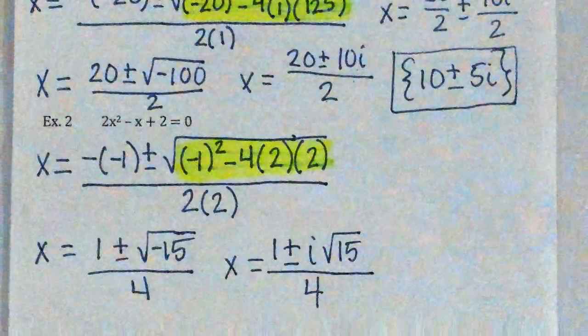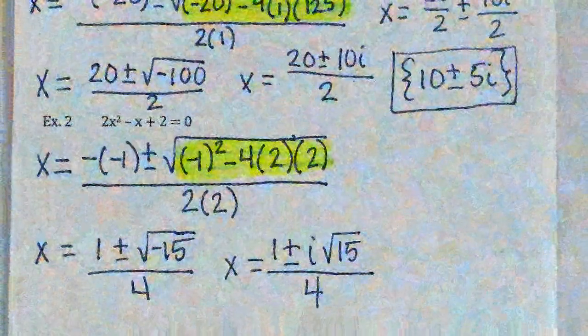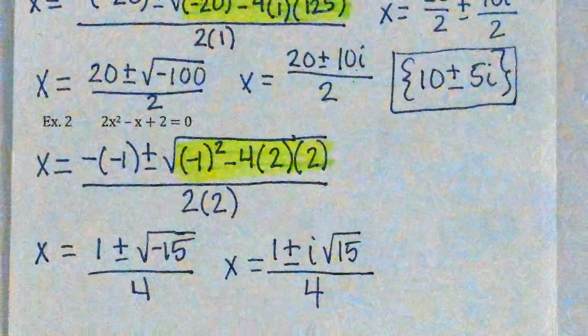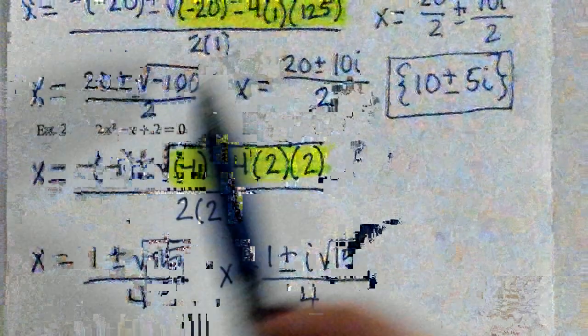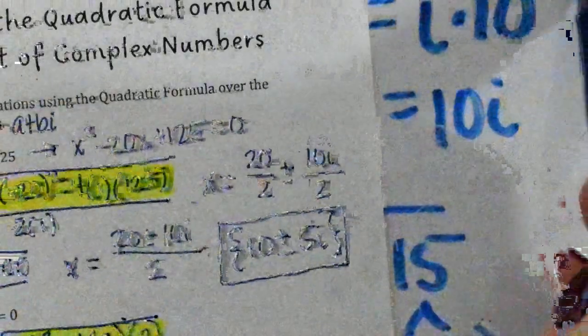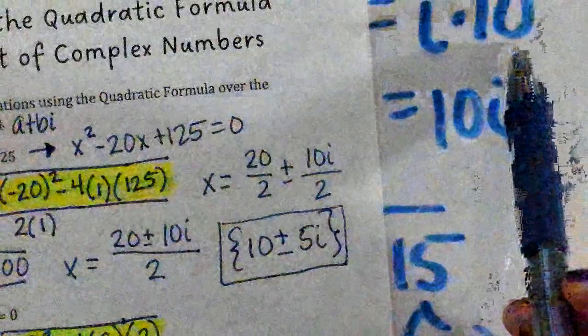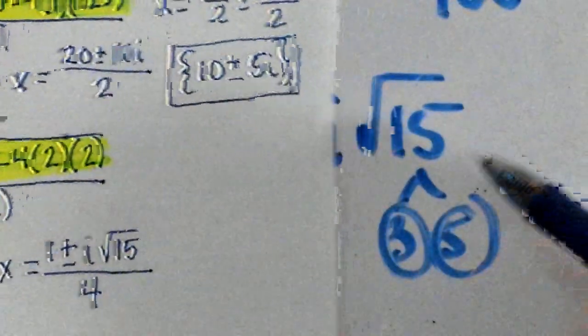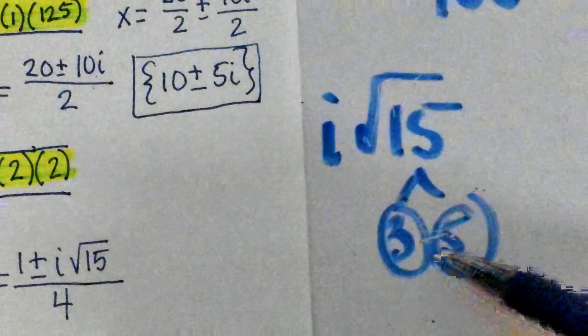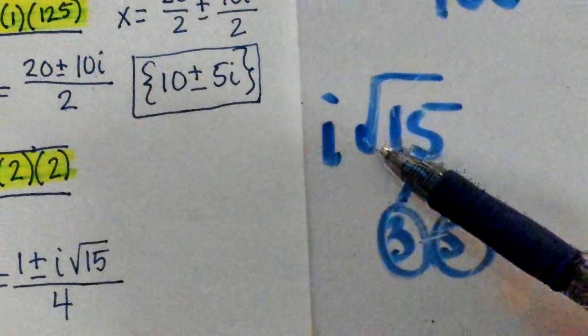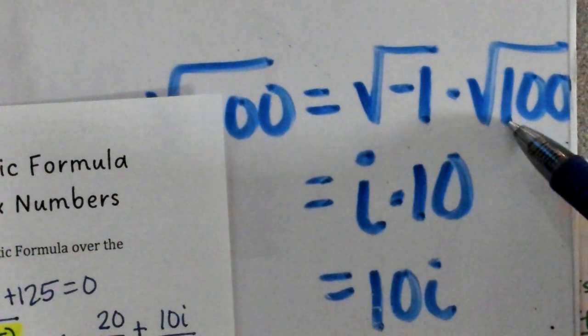No. Yeah. Why is it 10i but not 15? Good question. Why was this one 10i? Because 100 was a perfect square. The square root of 100 was 10. But 15 is not a perfect square. So I can't simplify the square root of 15. But I could simplify the square root of 100.